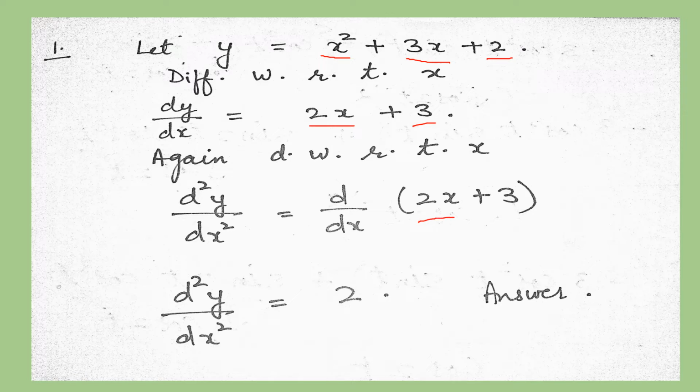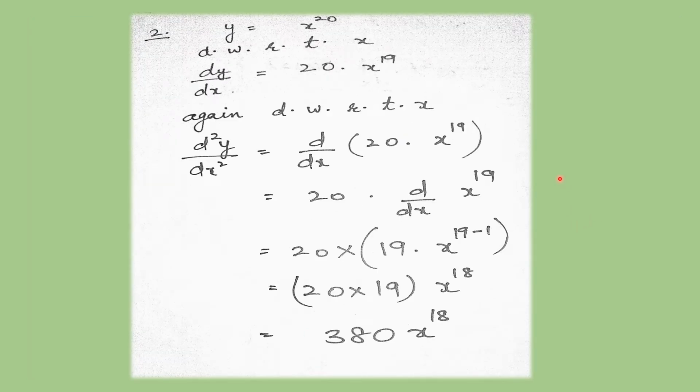Now, when we again differentiate, you will get d square y upon dx square is equal to, what is the derivative of 2x? It is 2 and the derivative of 3 is 0. So you can just ignore it and your answer comes out to be d square y upon dx square is equal to 2. Very simple question, first one. Now, the second question states that y is equal to x power 20.